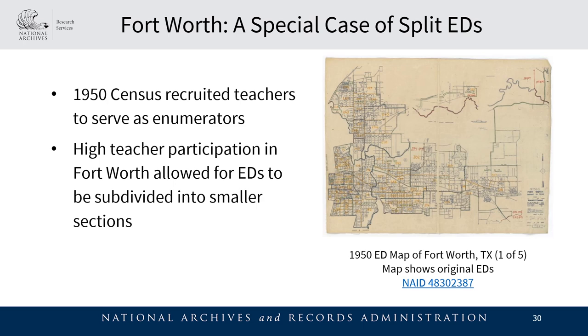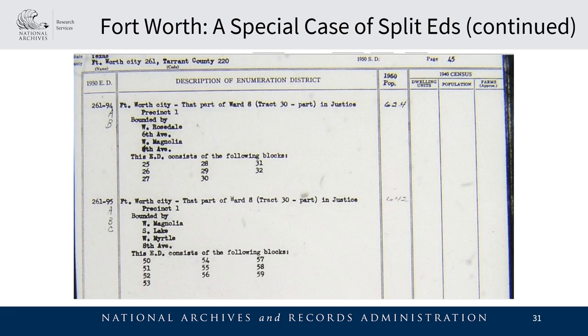In Fort Worth, there was very high teacher participation, which allowed for enumeration districts to be split into much smaller pieces and completed in shorter periods of time, given all of this extra help. Again, the maps for Fort Worth, Texas, do not show the smaller districts that were ultimately created. However, the district descriptions do show this, as can be seen by the A, B, and C written below the enumeration district number on this census enumeration district description.